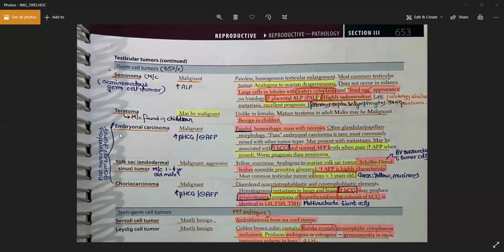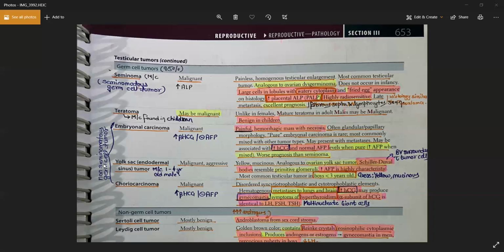So in case of embryonal carcinoma, again, if you have a pure embryonal carcinoma, then only HCG levels will rise. If you have a mixed kind of a tumor, both alpha fetoprotein levels as well as beta HCG will rise. Of course, this condition is worse than the seminoma, so the patient will have a worse prognosis again. Okay, so that's about the embryonal carcinoma.